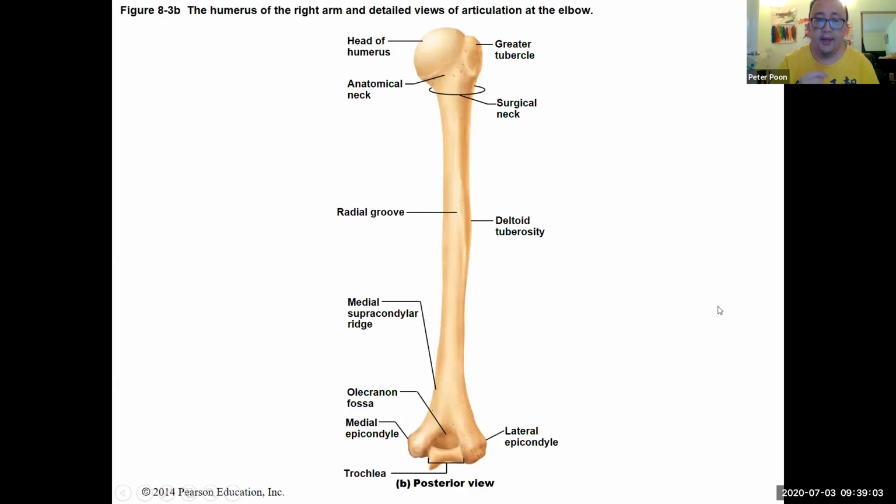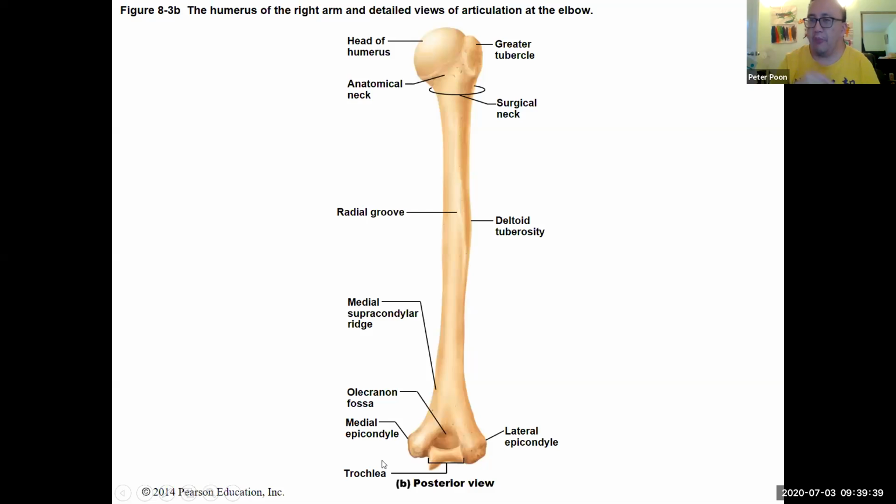Okay, the back. There is this big, huge hole right there. Big, huge fossa. That big, huge fossa is the olecranon. Remember, the elbow is the olecranal area. The back of the elbow is the olecranal area, because it has the olecranon. The olecranon is the olecranon fossa plus the actual thing that fits in, called the olecranon. And this is the trochlea.